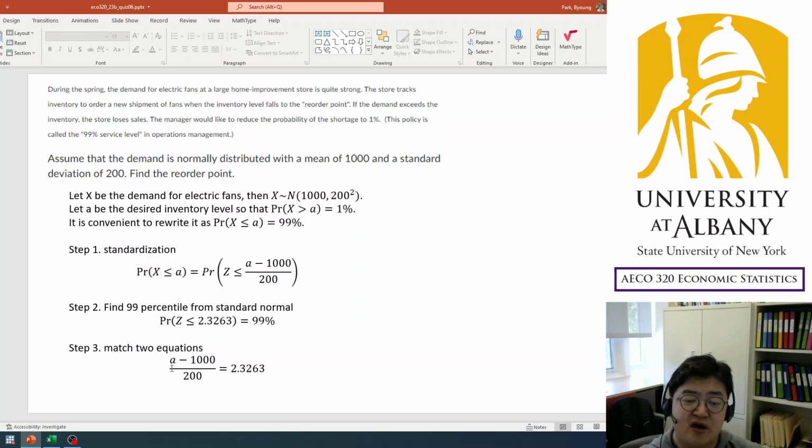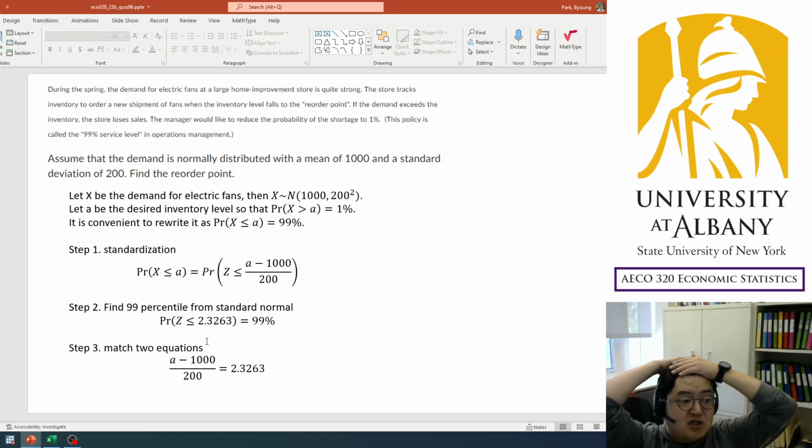So A minus 1000 over 200, standardized A, must equal 2.3263. In other words, A must be 2.3 standard deviations above the average demand to limit the probability of excess demand to 1%. Okay, so you can solve this out. It is easy to solve for A. Then you will get the answer.